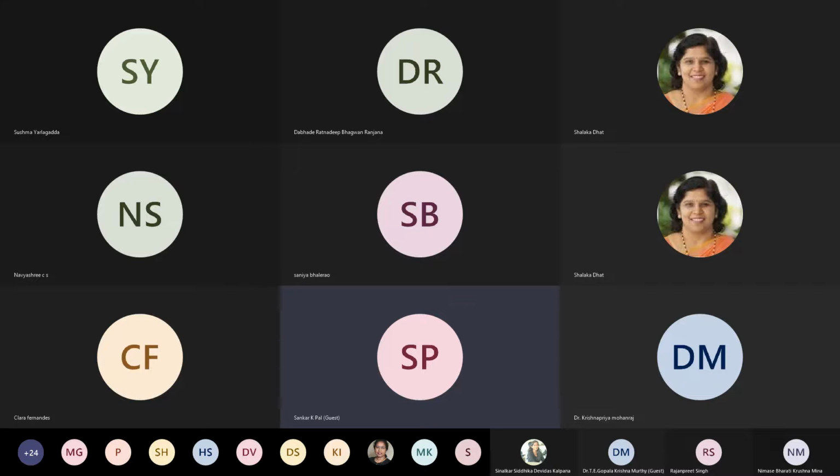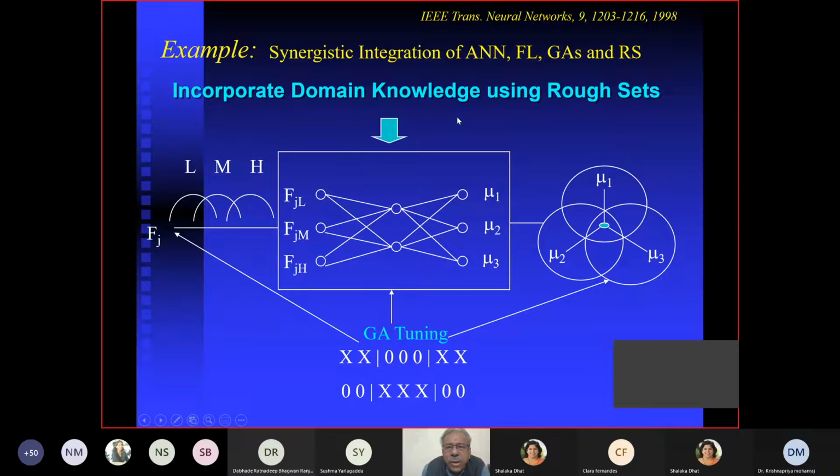using rough set theory. That means I use that domain knowledge, I encode it into neural network parameters so that my network starts from the very beginning with a good initial input rather than starting from raw parameters. And therefore, I'm expecting that its learning time will be much faster as compared to if I would not have used that domain knowledge encoded in the neural network parameters.